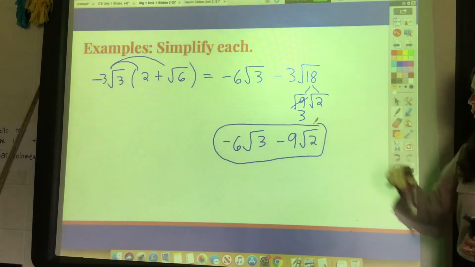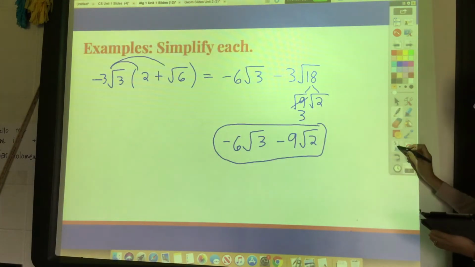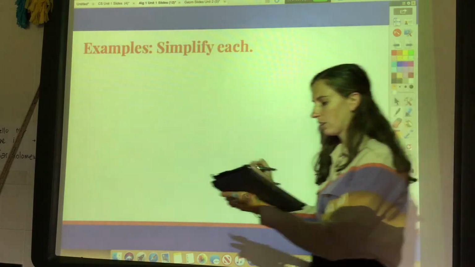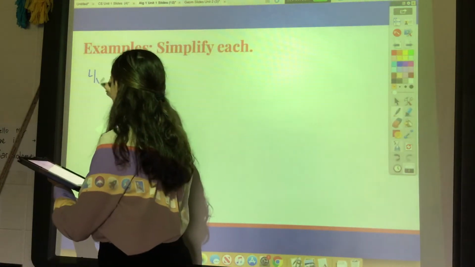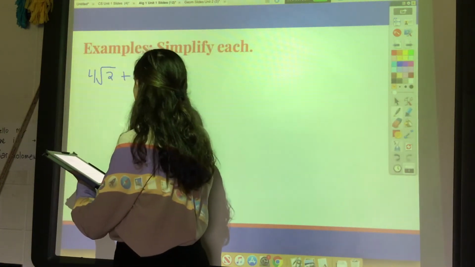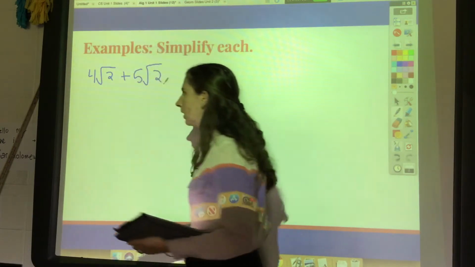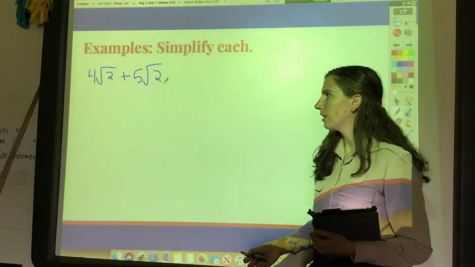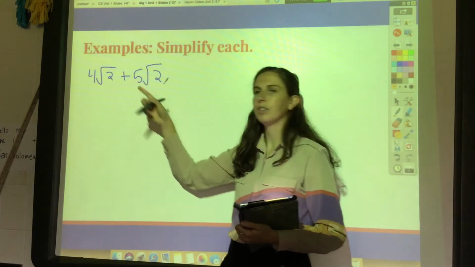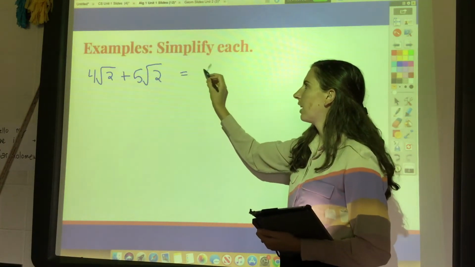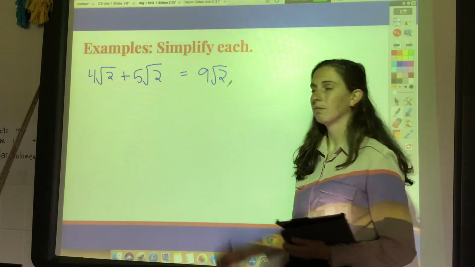So that's how distributing works. Now let's look at a few combining like terms. Again, when you combine like terms, all you do is add the coefficients in front. 4 plus 5 is 9, root of 2. That's it.